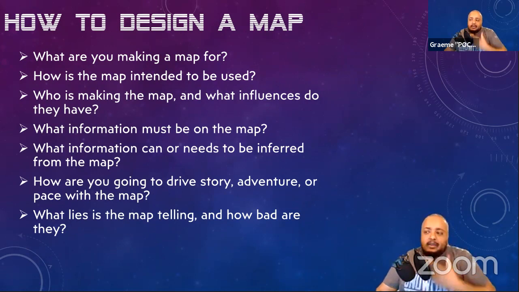Now, what information can or needs to be inferred from the map? So what I mean by that is that there's the obvious information a map gives, then there's the less obvious information that it gives, and these are things that you can read from a map based on the symbology that exists in addition to that key information.